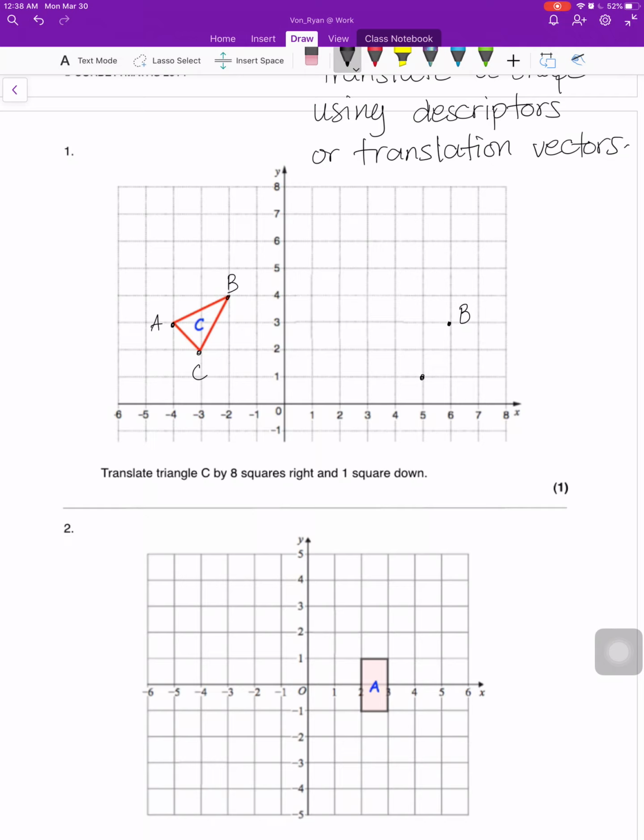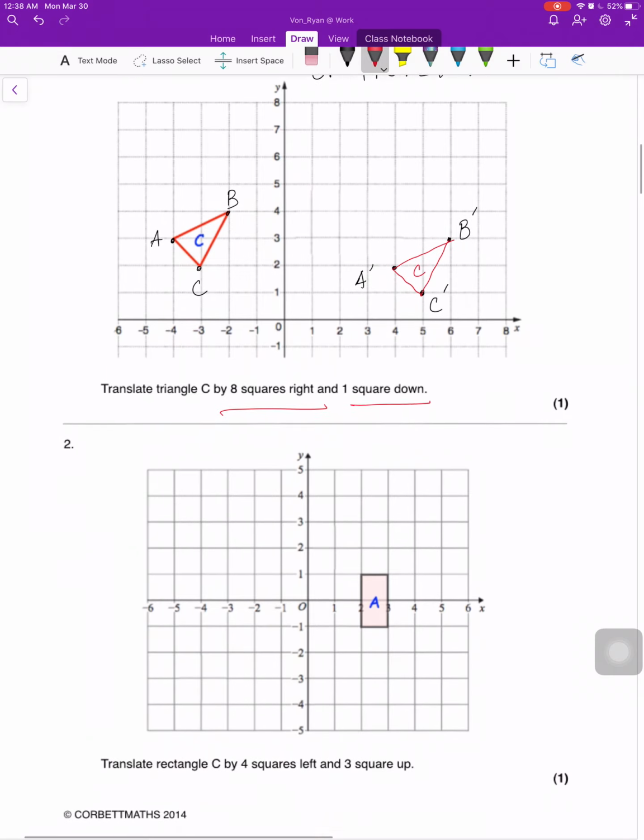So that's C. Let's put it prime, so B prime and C prime. Then A will be 1, 2, 3, 4, 5, 6, 7, 8, and then 1 down, so it's going to be here. That's going to be A prime, and if you connect that, that's now your translated shape. See, that's been moved 8 units to the right and then 1 square down. Not that bad, isn't it?